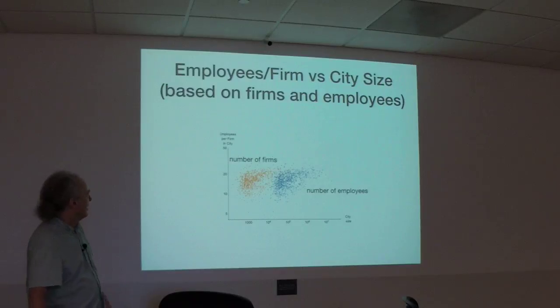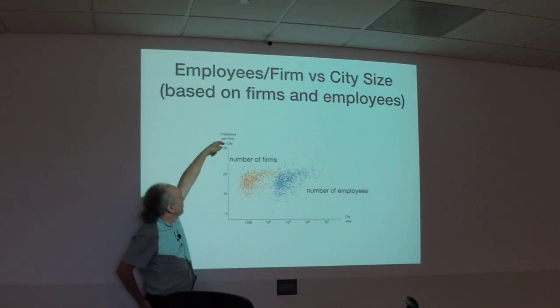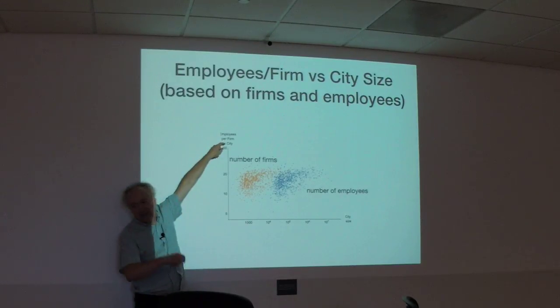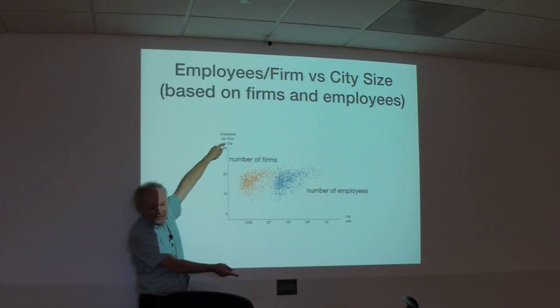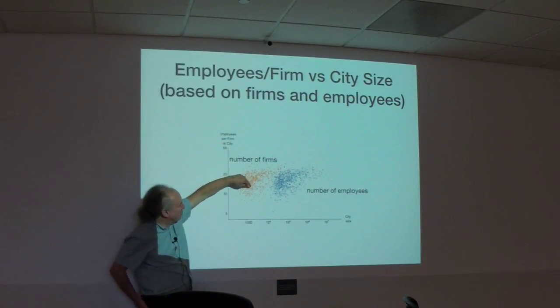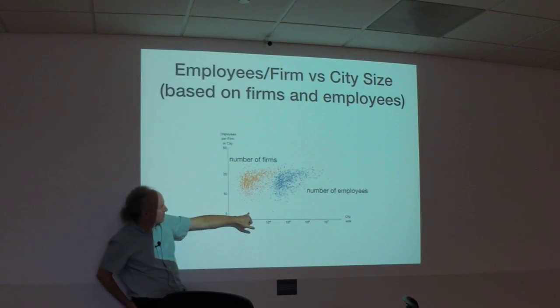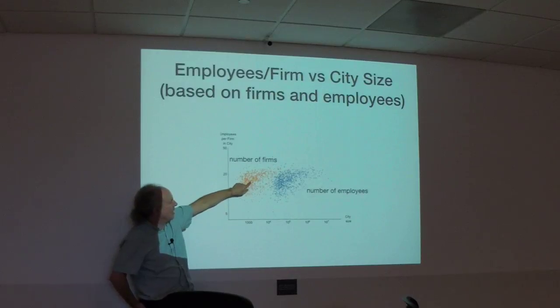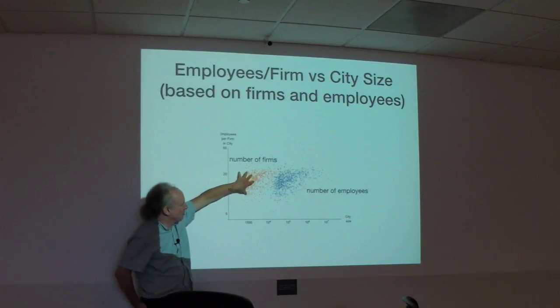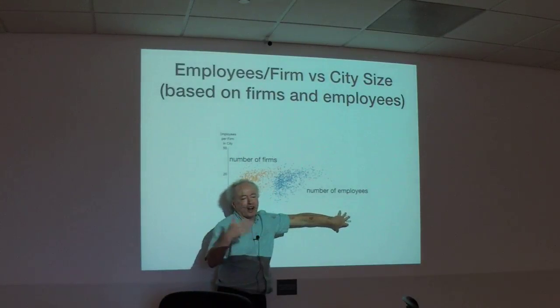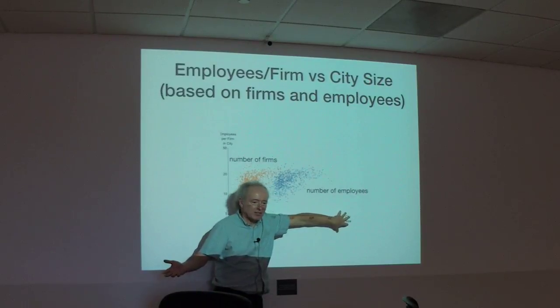So now we can say, let's compute employees per firm. We're just going to take the previous data and divide the vertical axis by the horizontal axis. So every dot here now is a different city. How many employees are there per firm? Notice there's some cities that have only 5 employees per firm. Now, this is employees per firm as a function of city size. But I've just argued there are many ways to do city size. So how are we going to do it?